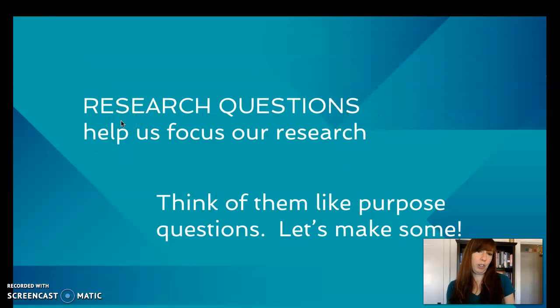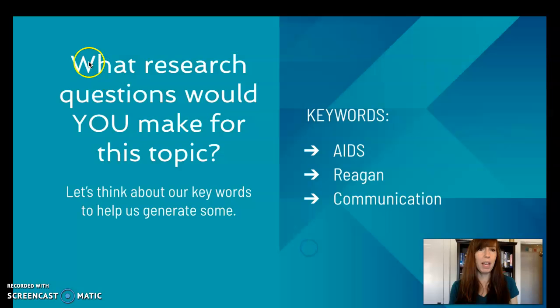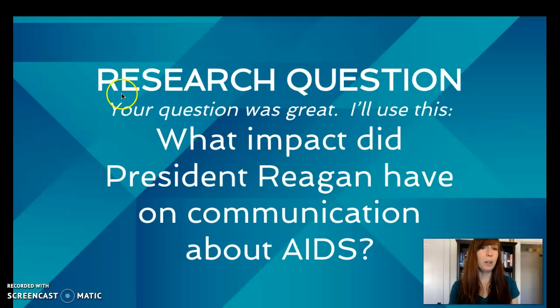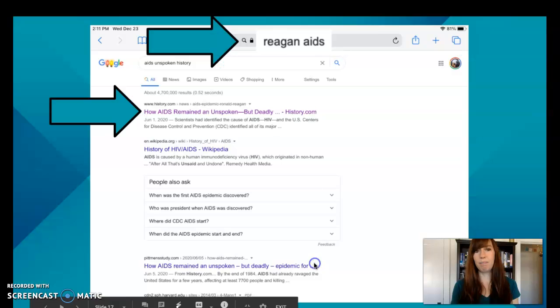So research questions, next step, can help us focus our research. Think of them like purpose questions. Let's make some. What research questions would you make for this topic? Let's think about our keywords to help us generate some. Keywords: AIDS, Reagan, and communication. Research question: I'm sure your question, whatever you thought of, was great. I'll use this: What impact did President Reagan have on communication about AIDS?